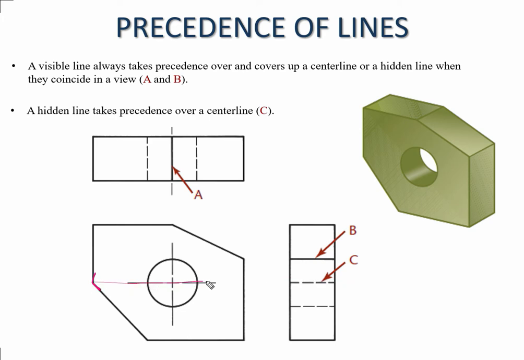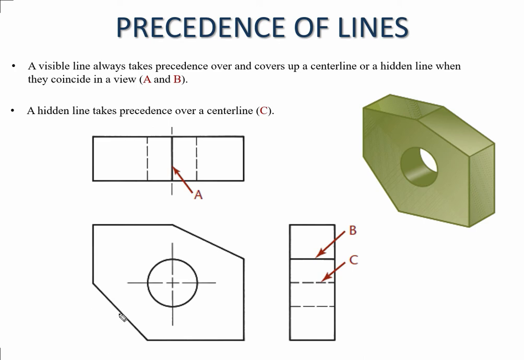And this hidden edge is in the same location. The priority should be given to the hidden edge. If you want to show the axis for this circle or hole, you can extend it like this outside. But you should keep the hidden line here because of the presence of the hidden line here. Another example, as you see here, we have this edge from the top view. It's visible. At the same time, we have the axis of the hole, just extended a little outside.